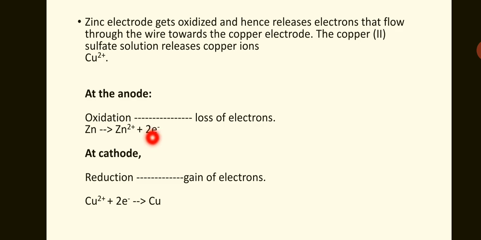Now these 2 electrons will travel through the wire from anode to cathode, and at the cathode reduction takes place. The copper cathode will gain these 2 electrons, and the copper ion Cu2+ which is present in solution will gain these 2 electrons and get deposited at the cathode in the form of copper metal. So this is the working of the Daniell cell.